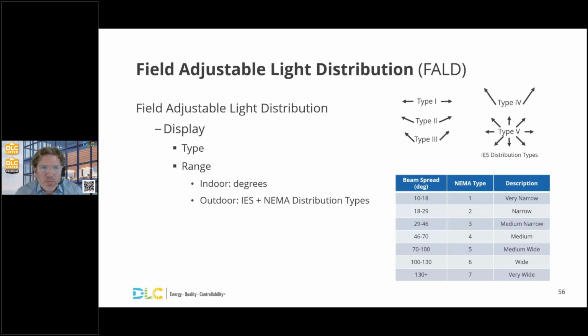And then lastly, field adjustable light distribution. This definition stays the same, but we're going to display some more information. For indoor products, we'd like to display the degrees of adjustment available. And for outdoor products, the IES distribution type and the NEMA distribution types. And thank you.